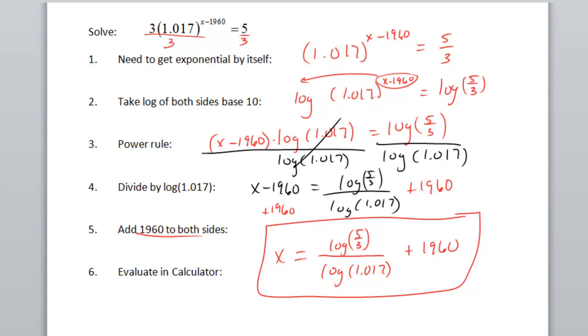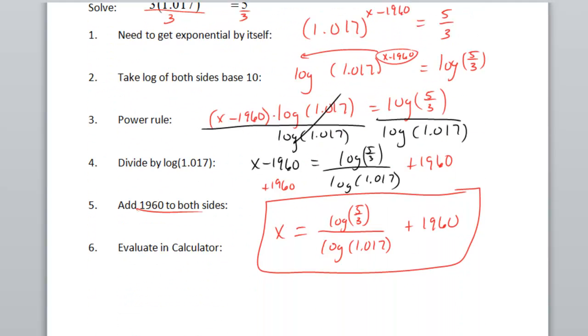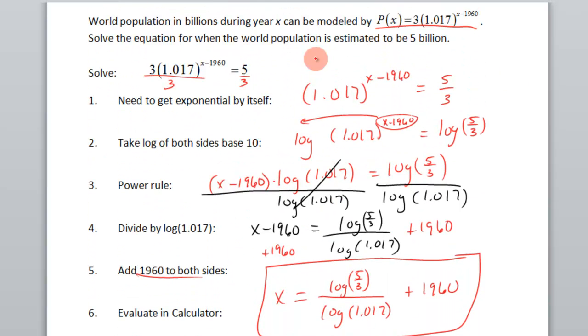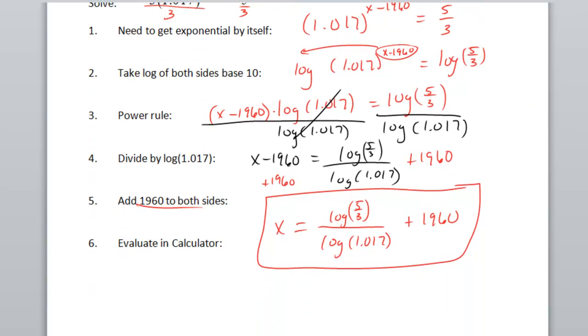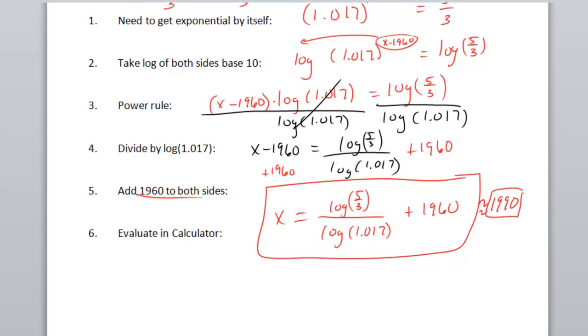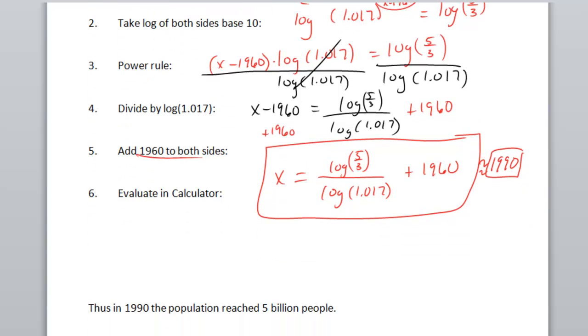So, let's go back here, and it said solve the equation for when the world population is estimated to be 5 billion, and x is the year, so that would be 1990, would be the year then, right? So we say approximately 1990 the world population was 5 billion. Okay? Alright, let's move on to another problem.